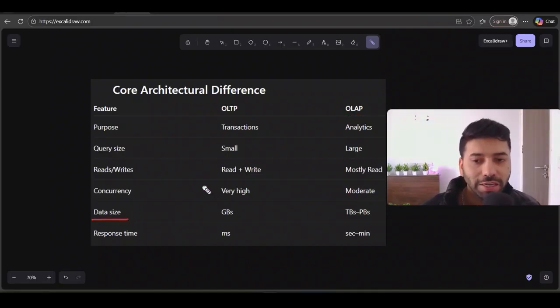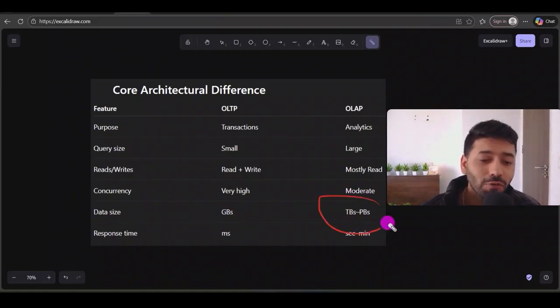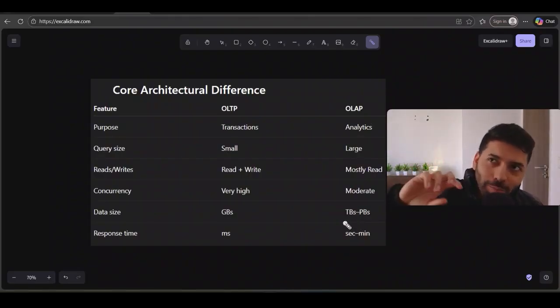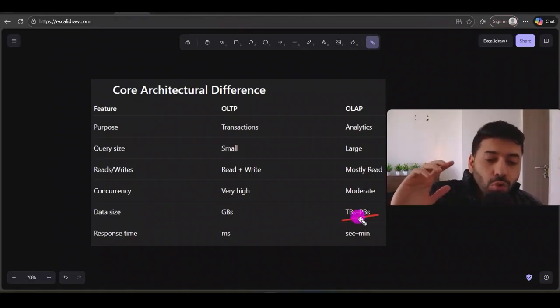When we talk about data size, OLTP is in GBs. But when we talk about OLAP, the data size is in TBs or PBs. So you can understand we have a really high volume of data in OLAP, because you have all the historical data and then you have to analyze it. Clearly we are not performing any update or delete operations here. We are just appending the data and then doing most of the read operations on that huge amount of data.